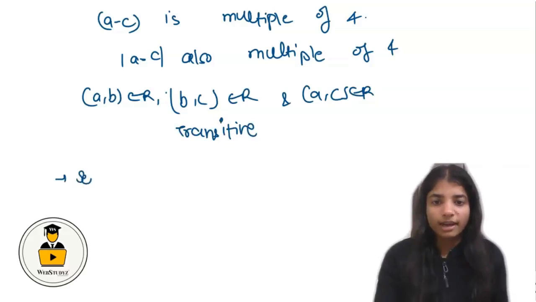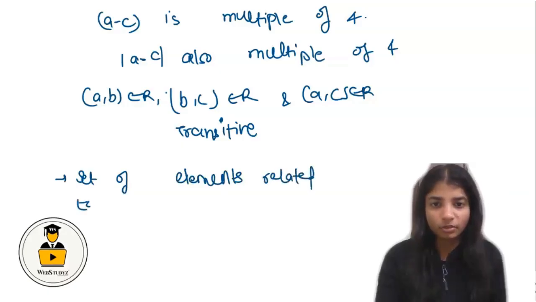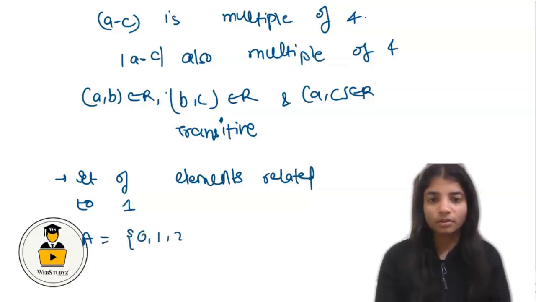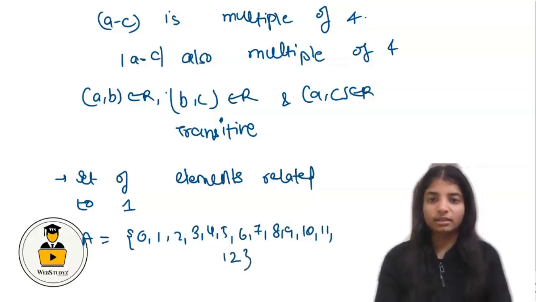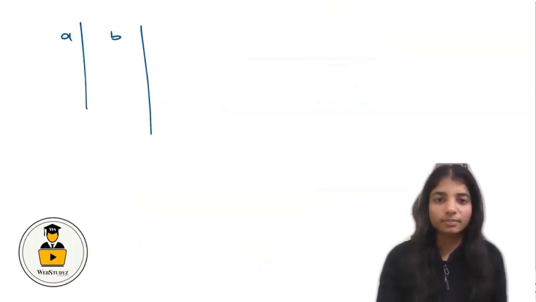Now we also need to find the set of elements related to 1. Basically we have the set which is 0, 1, 2, 3, 4, 5, 6, 7, 8, 9, 10, 11 and 12. So this is our set. The relation is that it is a multiple of 4. Let's say this is A, this is B, this is mod of A minus B, and this is the condition whether it is a multiple or not.